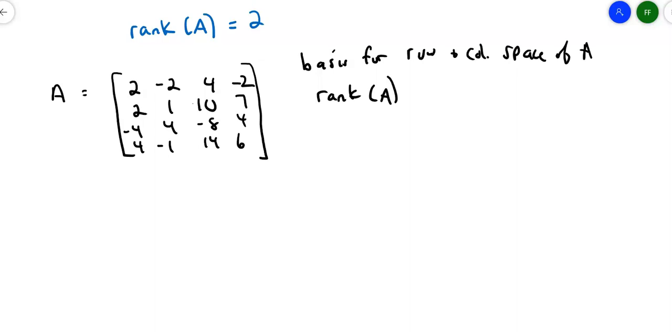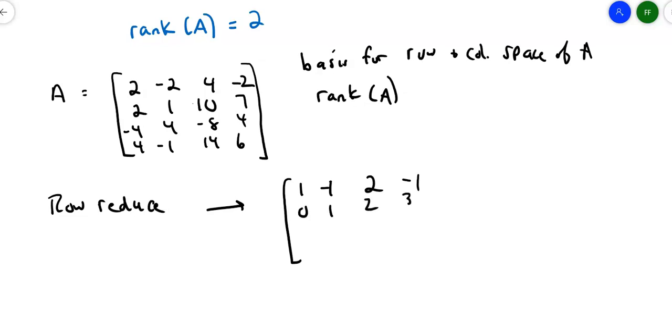All right, so the first step is row reduce. Okay, if you go through that whole process, you'll end up with a matrix that looks like this. 1, -1, 2, -1, 0, 1, 2, 3, 0, 0, 0, 1, and 0, 0, 0, 0. All right, so this has one row that's all zeros. You notice there's actually 3 non-zero rows.